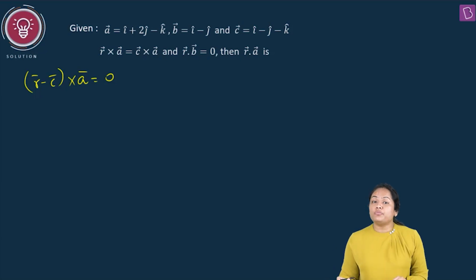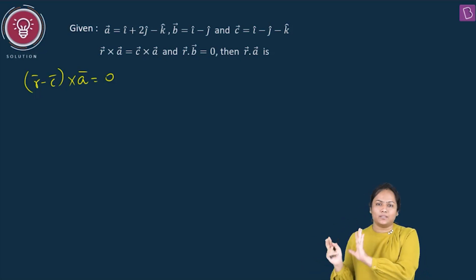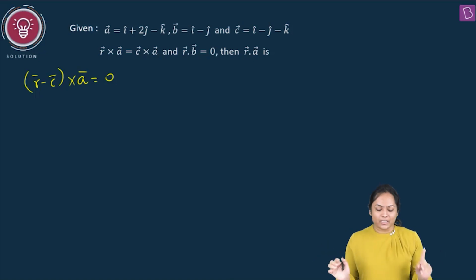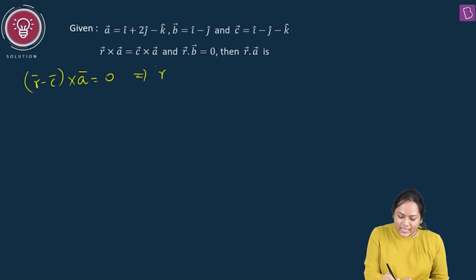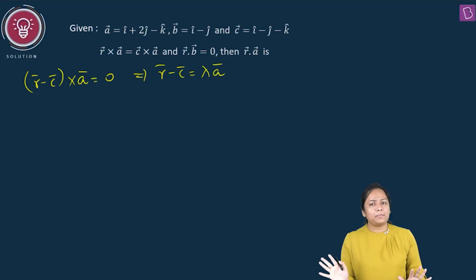And what is the condition for vectors to be collinear or parallel? One vector should be some scalar times of another vector. This you have learned, isn't it? So from here, we can say that R minus C should be equal to lambda A. Let's assume lambda is the scalar. So that means to get my R, I have to just get the value of lambda.